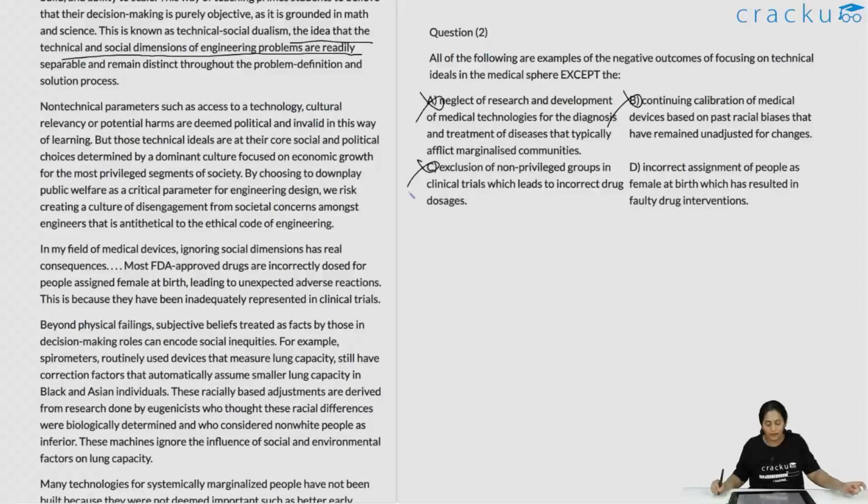Incorrect assignment of people as female at birth, which has resulted in faulty drug interventions. No, the assignment of people as female at birth was not the problem. Women who were assigned female at birth had more adverse outcomes because their dosage was incorrect, because there were not enough people who were assigned female at birth in the clinical trials. The problem was the fact that there was underrepresentation in clinical trials, not that they were incorrectly assigned female at birth. The assignment was correct, but because they were underrepresented in the clinical trials, they had faulty drug dosages. So this is what is not given as an example. So option D is the right answer.